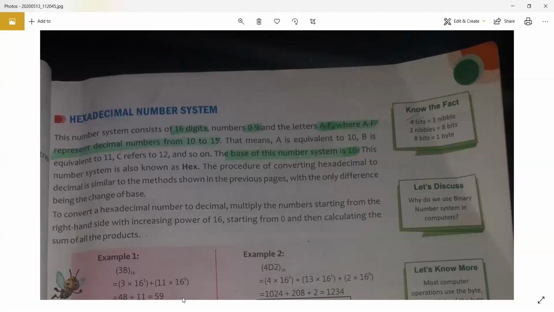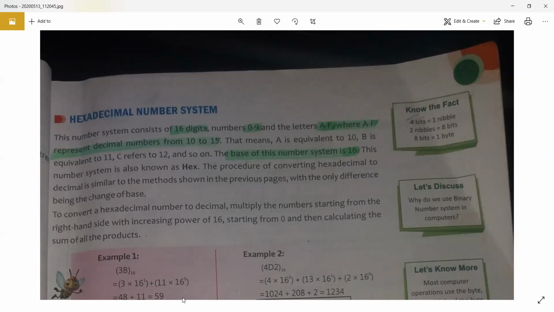Okay, but if we include 11, 12, 13, then you may notice that 11 is a combination of 1 and 1 only. 12 is a combination of 1 and 2. So it is itself a decimal number. Then how can we extend this series, right? So what the computer scientists decided was that 0 to 9 will be taken as it is. That is why its name is hexadecimal.